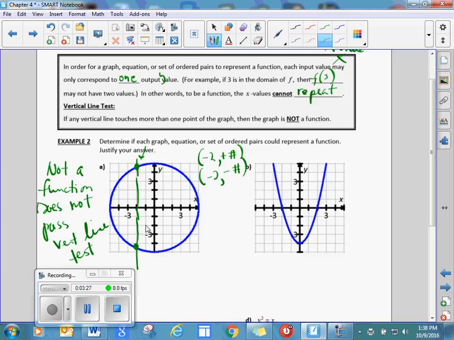There are a number of vertical lines that you could have drawn that cut through this circle both at the top and at the bottom, but at the same x value. So that's a pretty easy one to look at and go, nope, not a function.